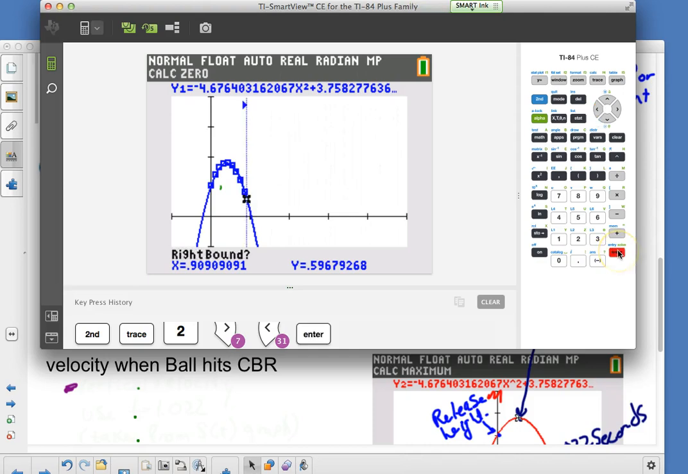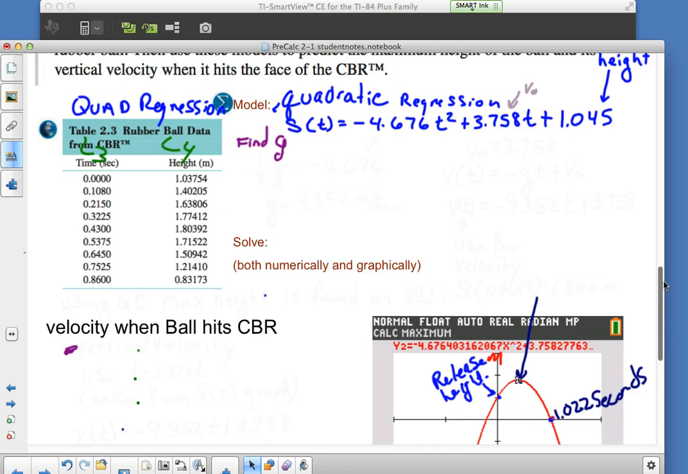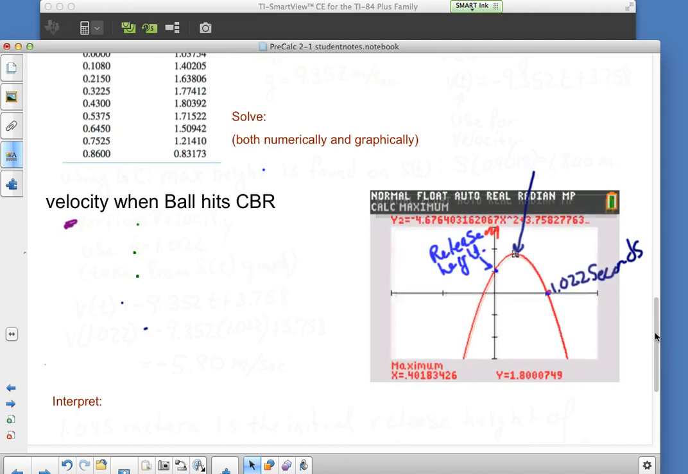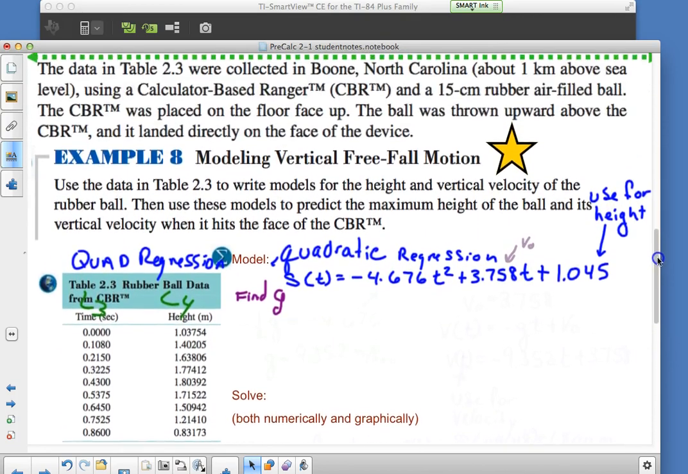So I got my left bound. I'm going to go to my right bound. As long as I'm below, I'll be able to find it. And it should be like 1.022. So in 1.022 seconds, it's on the ground. Okay, so what I'm looking at here is I've taken my regression model and I found the flight time here at 1.022 seconds, it's on the ground. Okay, so at 1.022, it's 0. Now, some of the things I need to set up for myself.